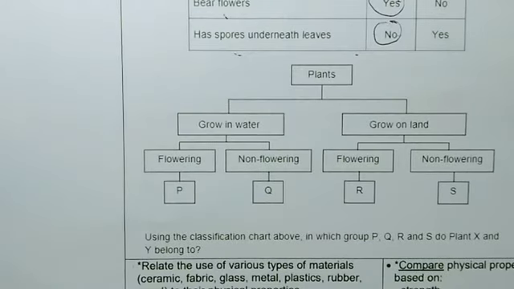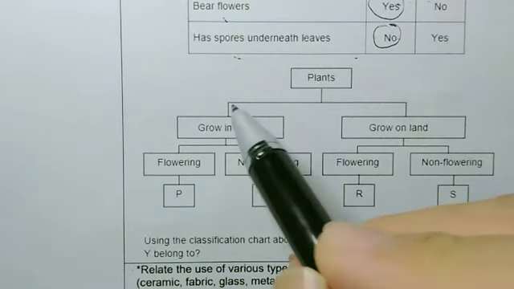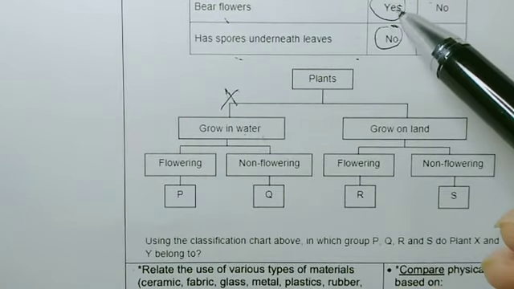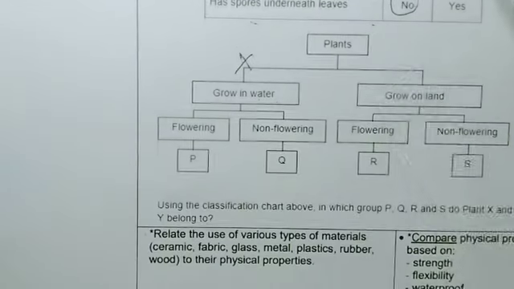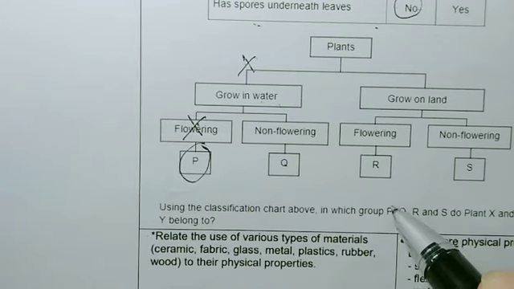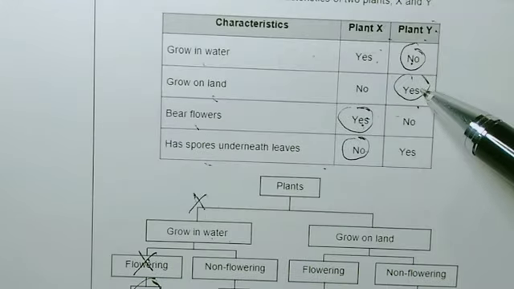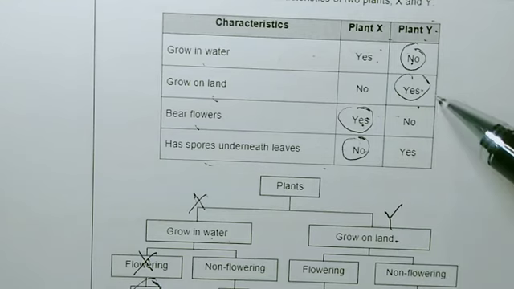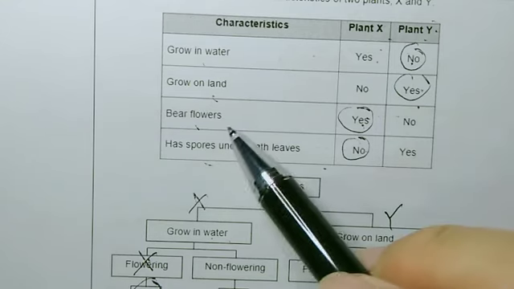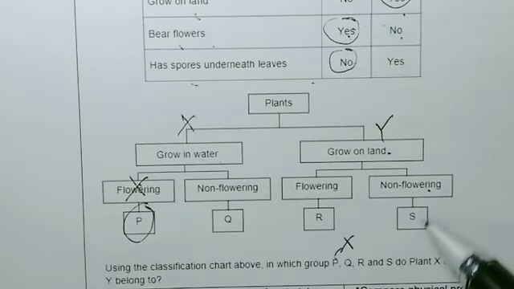So let's see. So plant X grows in water. So I look at grows in water. X must be under this. But which one? X bears flowers. So it got to be this one, flowering. So P would be X. So X will be under group P. Now how about Y? Y grows on land. So I'll choose here, Y is on land. Is Y a flowering plant? No. Non-flowering plant doesn't bear flowers. So Y will be under this. So S here will be Y.